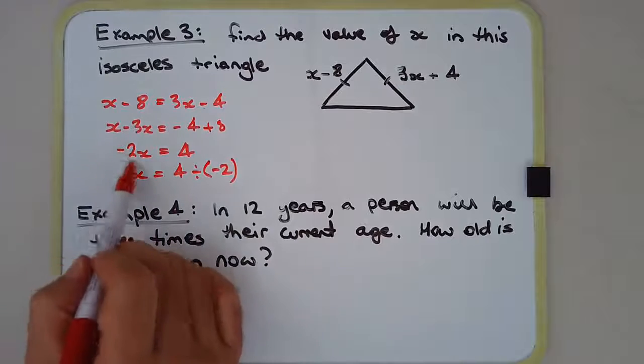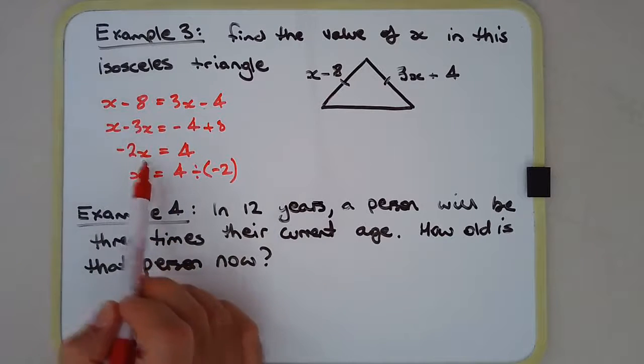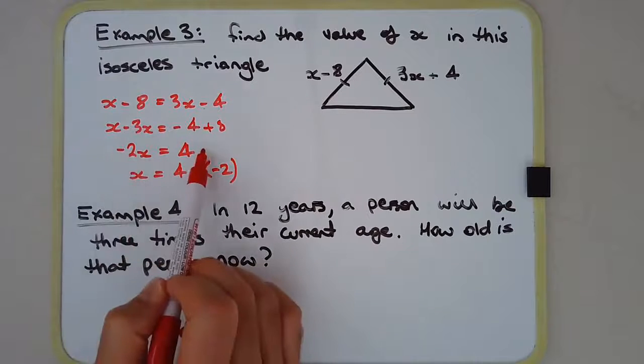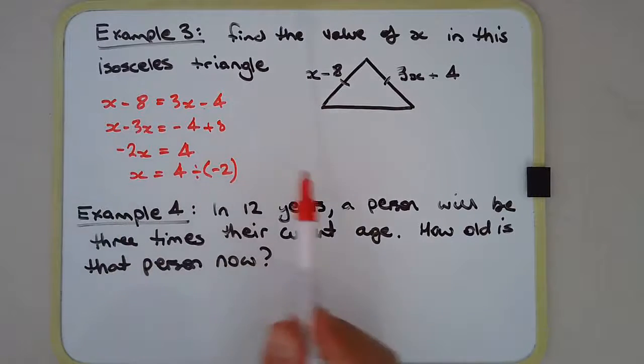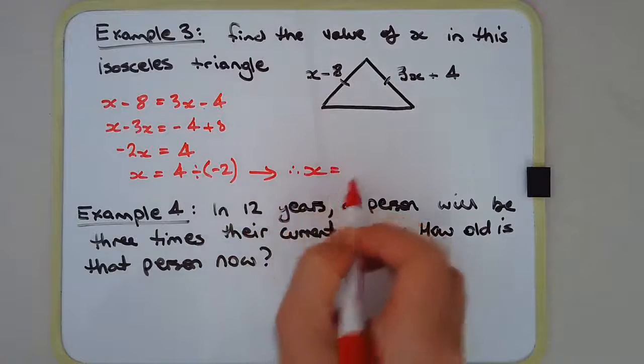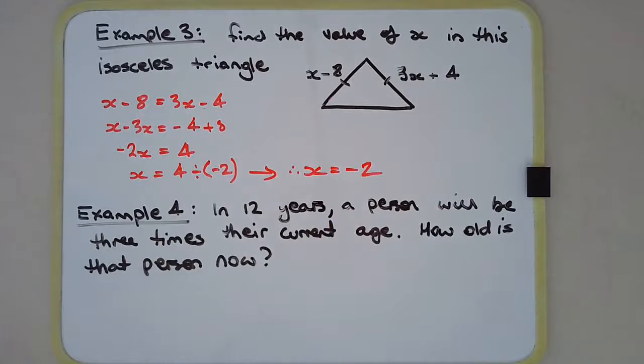This is on the left hand side. This negative 2 is multiplying the x. We can move that multiplication by negative 2 over, and it becomes a division by negative 2. So therefore x is equal to 4 divided by negative 2, which is negative 2.